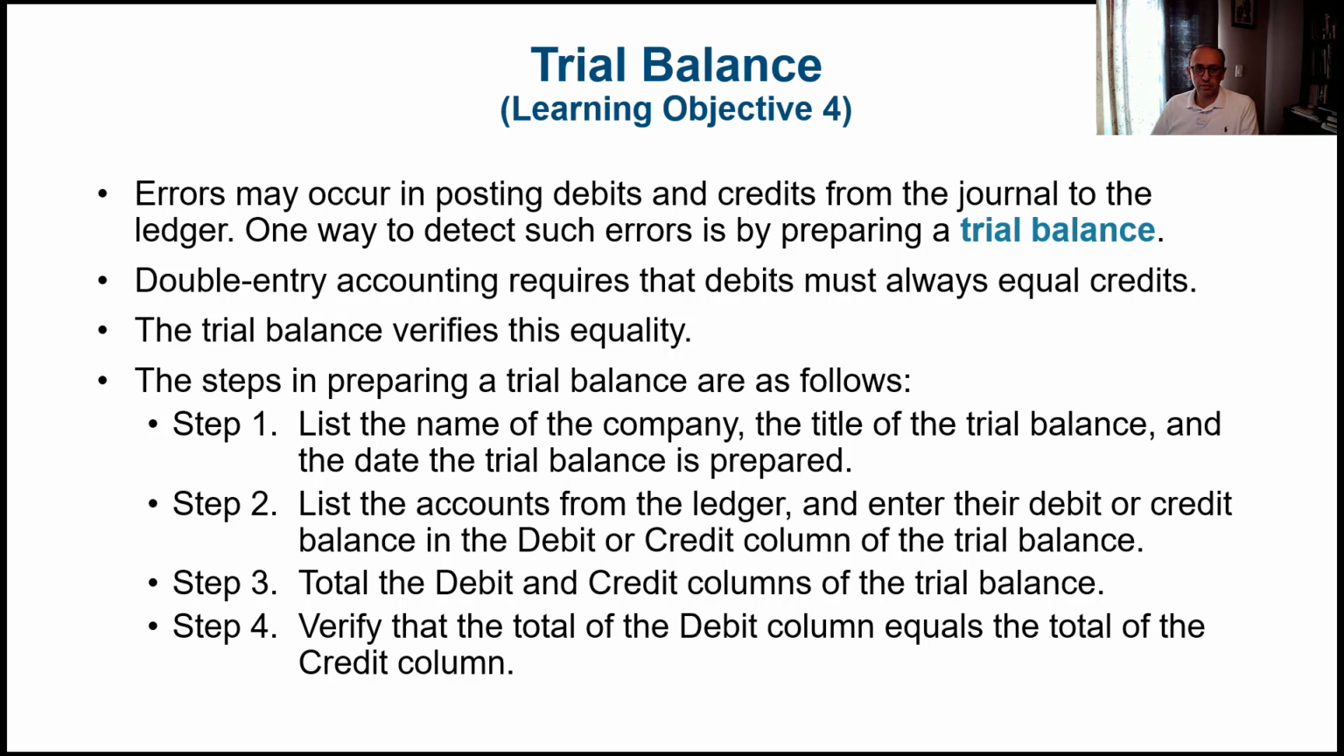So we list the accounts from the ledger and enter their debit or credit balances in the debit or credit columns. Then we total the debit and credit columns of the trial balance. And then finally, we verify that the total for the debit column equals the total for the credit column.